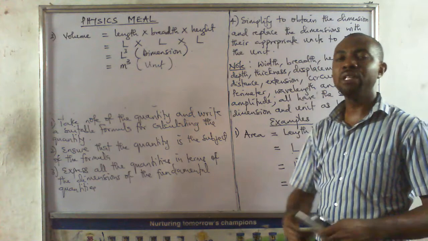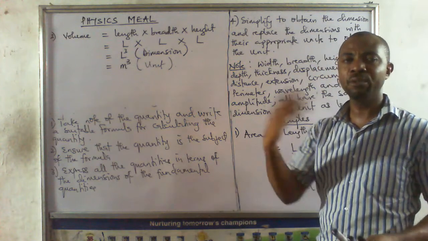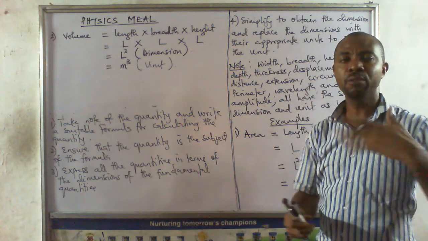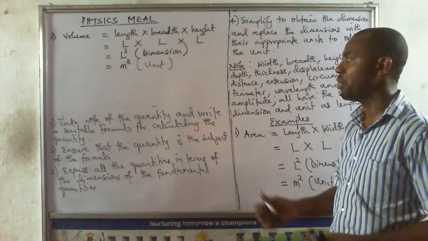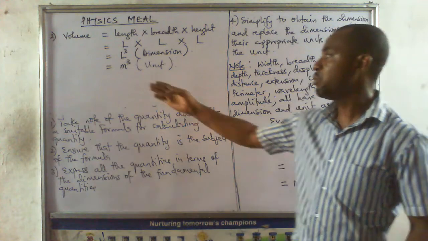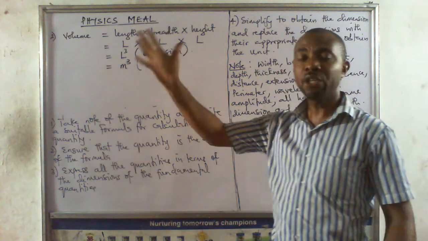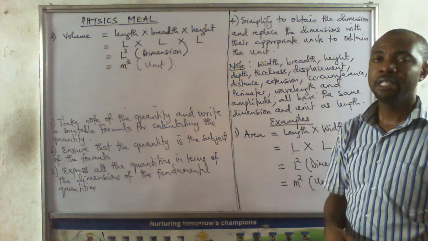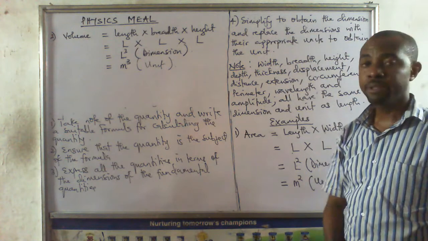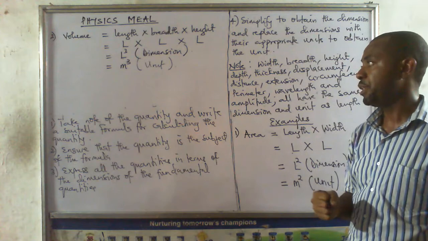That's why when we calculate volumes of shapes, volume of cylinder, volume of cone, volume of a cuboid, volume of a sphere, volume of a pyramid, once we calculate volume, at the end of the day, we usually insert the unit, meter cube or centimeter cube. That's how we obtain that particular unit.